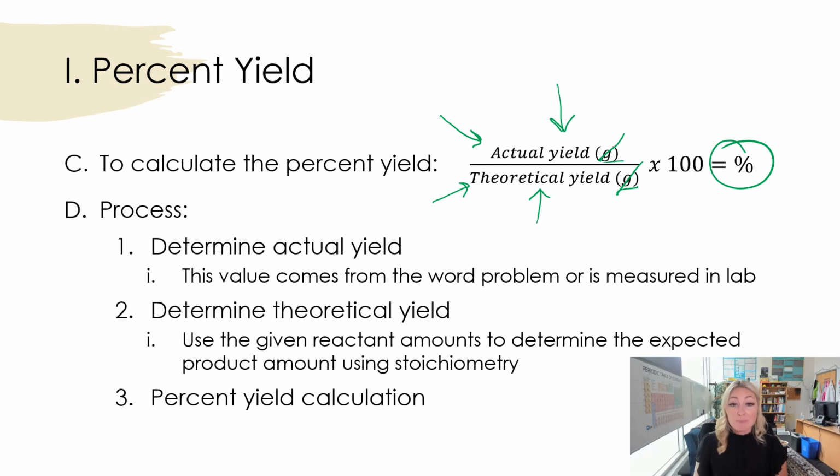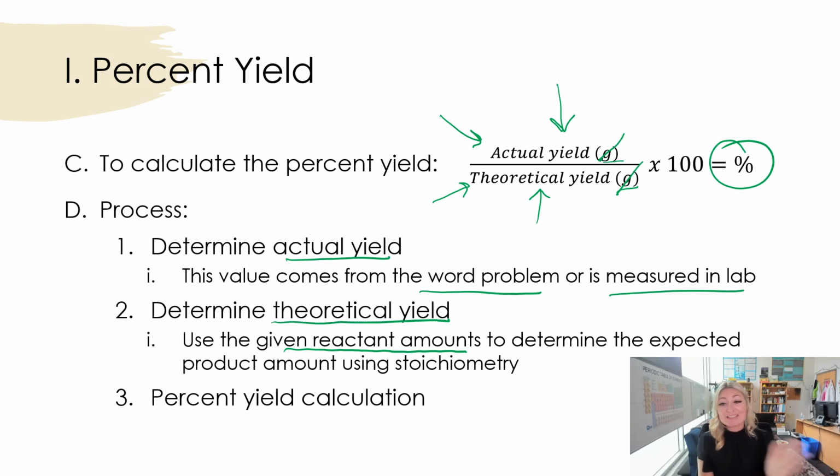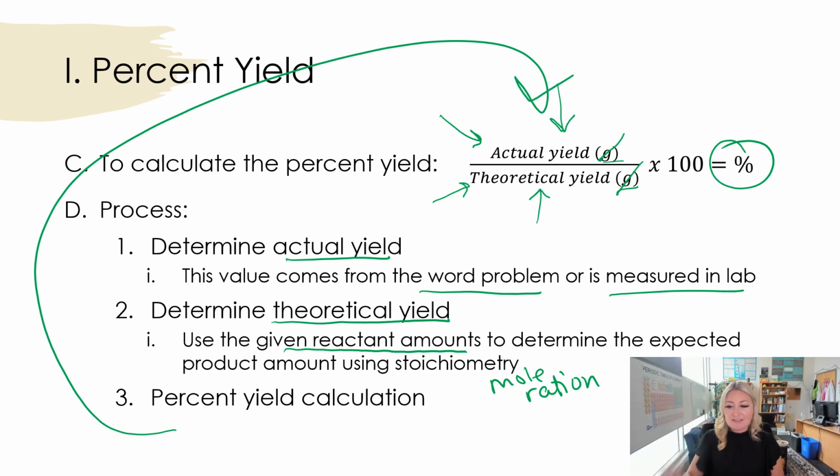So here are your steps to do percent yield. You're going to determine your actual yield. This is going to come from your word problem, or you're going to measure this in lab. Then you're going to determine your theoretical yield. You'll start by using the given reactant amounts, and you'll convert this to what you expect to get in the products using stoichiometry and the mole ratio. That's where we change from one substance to the next using the coefficients from our balanced equation. Then we can plug those values into the percent yield calculation, and you're done.